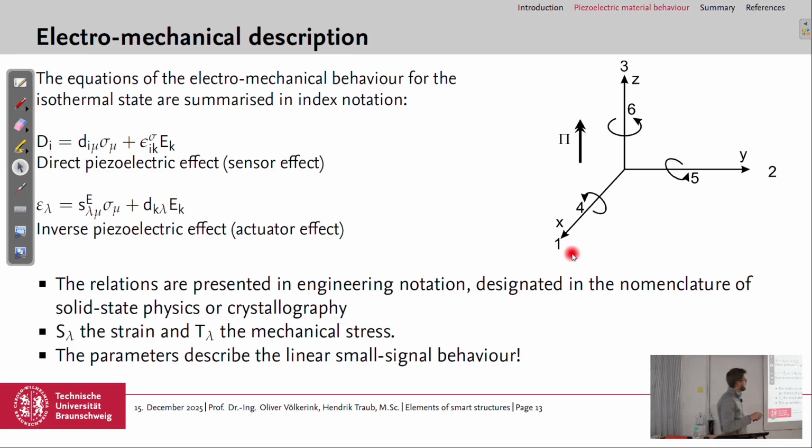And we have the coordinate system here. So x-axis is the 1 direction, y-axis 2 direction, and in thickness, z or 3 direction. We have the rotations about the 1, 2, and 3 axis, 4, 5, and 6. And most of the time we define that the electrical field goes in the 3 direction. So we will have a look at in total 3 different effects, but most of the time the electric field or the polarization direction is defined as in the thickness direction.